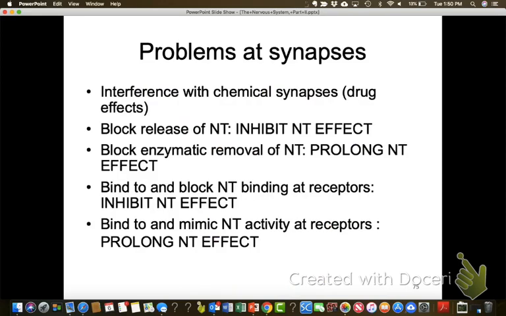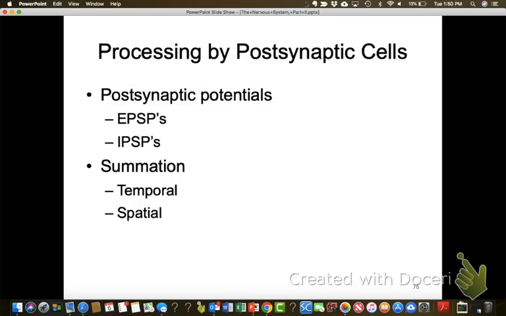Okay, so if I block the release of neurotransmitter, I inhibit the neurotransmitter. If I block the removal of neurotransmitter, I prolong the effect of neurotransmitter. If I block the receptors for the neurotransmitter, I inhibit the neurotransmitter effect. But if I bind to and mimic the neurotransmitter activity, then I prolong the neurotransmitter effect. So work through that logically, make sure it makes sense to you.